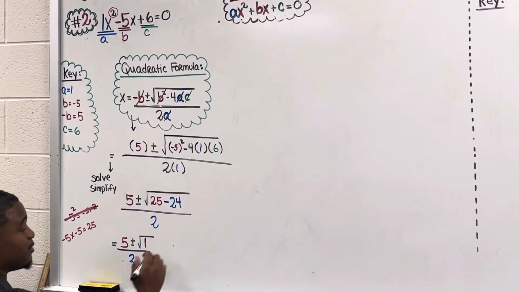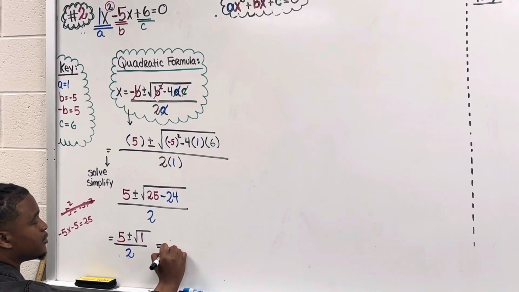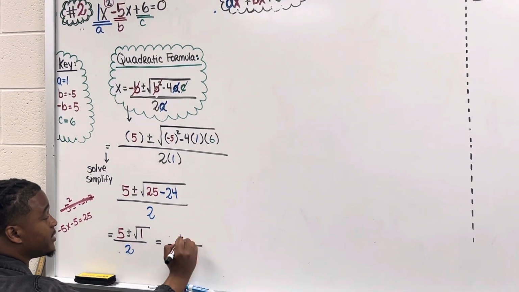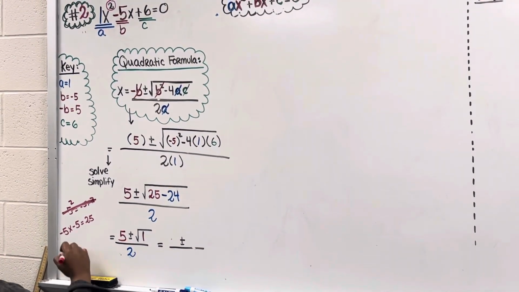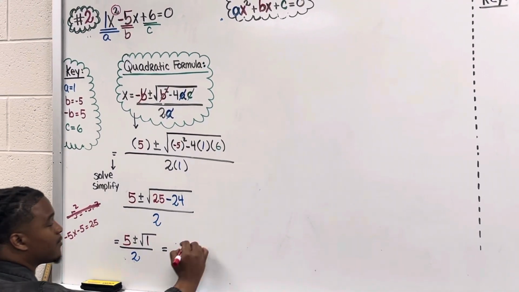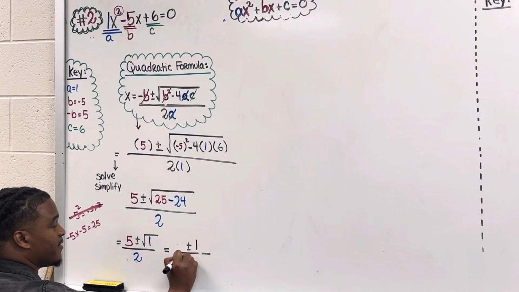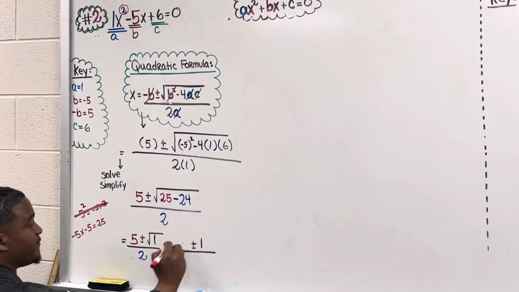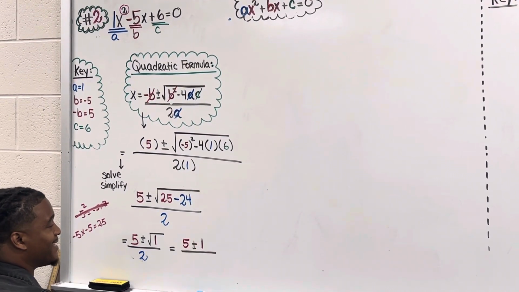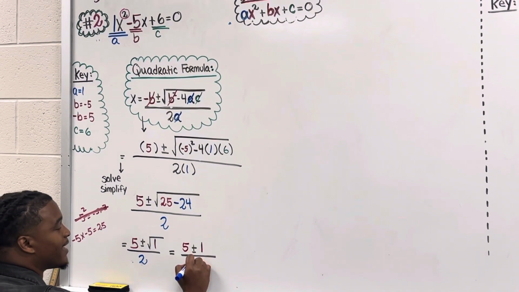All right, let's keep it going. The square root of 1 is 1, right? Because 1 times 1 equals 1. So the square root of 1 is 1. Okay? So I have 5 plus or minus 1, all divided by 2.